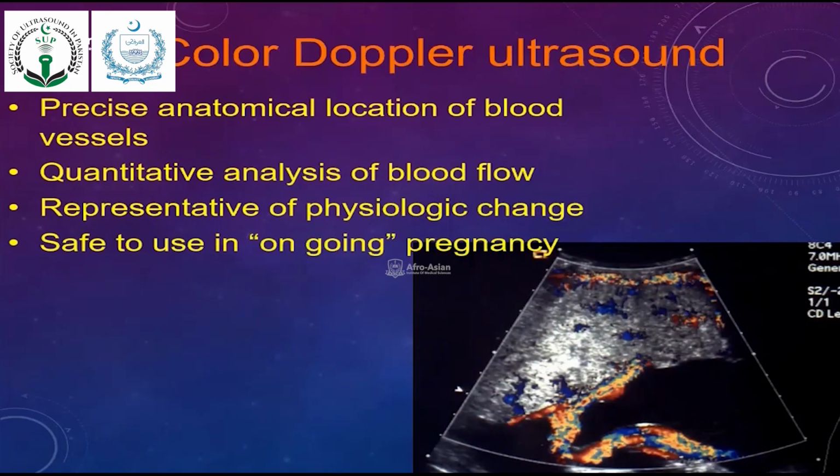By using color Doppler, we can get the precise anatomical location of the blood vessels. Here you can see the placental insertion of the cord. We can have quantitative analysis of the blood flow, representative of physiologic changes, safe to use in ongoing pregnancy.